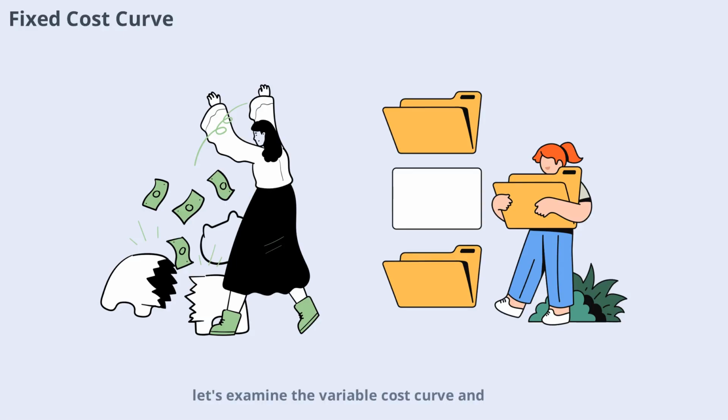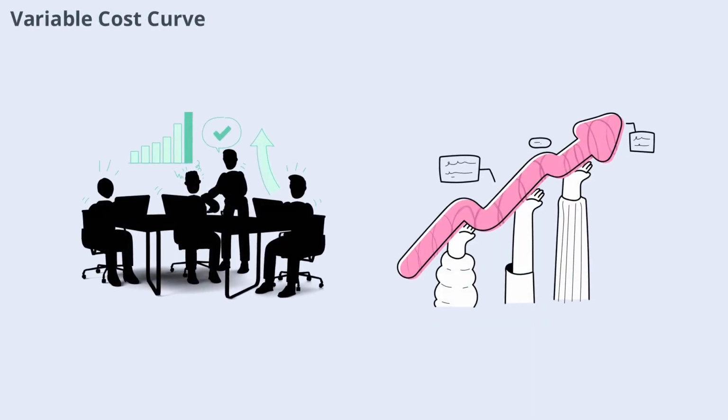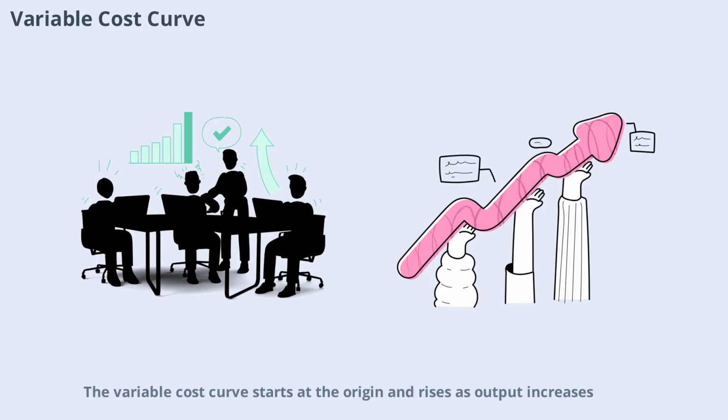Next, let's examine the variable cost curve and see how it behaves as output increases. The variable cost curve starts at the origin and rises as output increases. This upward slope reflects the fact that variable costs grow with each additional unit produced. The shape of the curve can vary depending on the efficiency of production processes. In some cases, the curve may be linear, while in others, it may curve upward more steeply due to diminishing returns. Understanding the variable cost curve helps businesses anticipate how costs will change as they scale up.